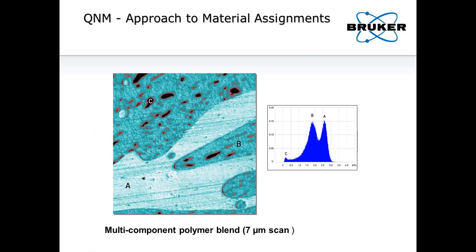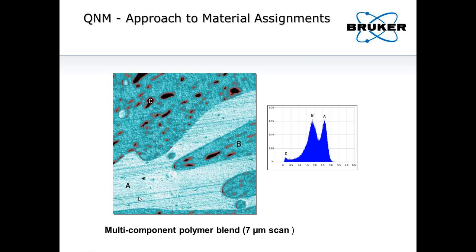So I want to show you one example, and this is a polymer blend, a cable polymer blend, and it has different components there, different polymer components there. Now, if you want to know how those different polymer components blend together, mix together, and where they are, you can use the elasticity map, the modulus map.